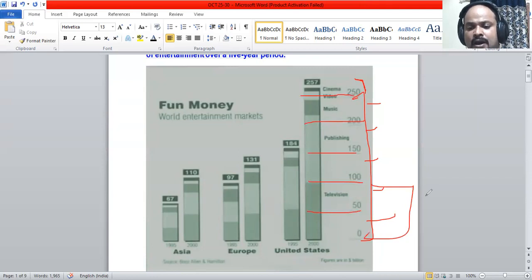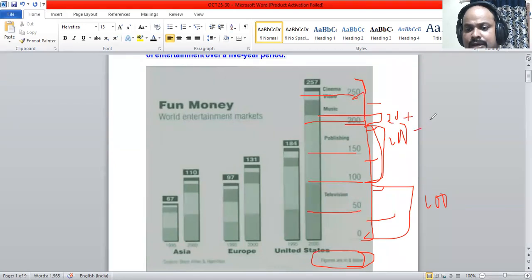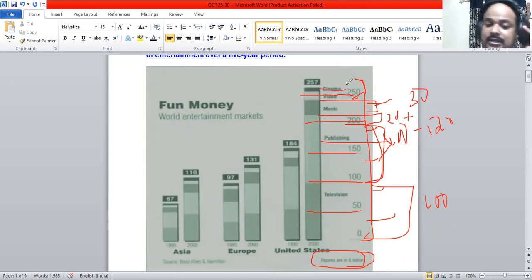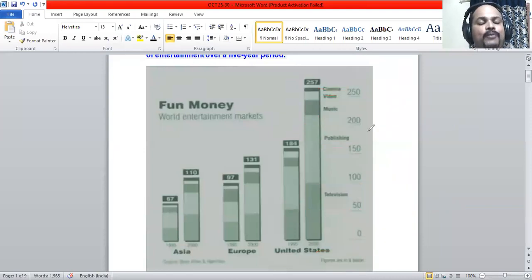So this is $100 billion, because it is in billions. This is 200 billion. So this is also 100 billion, and this is more than that. So around 20, so 100 plus 20, you can say $120 billion here for publishing. And we can say around 30 here for music, and the rest for cinema and video, that's again around 25 or so. This is the way we calculate.